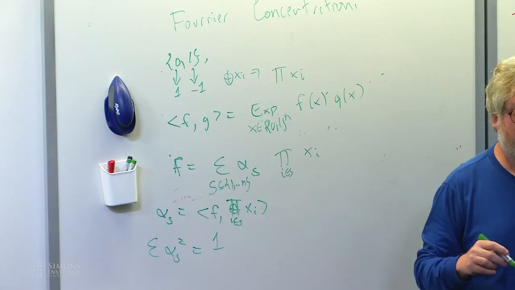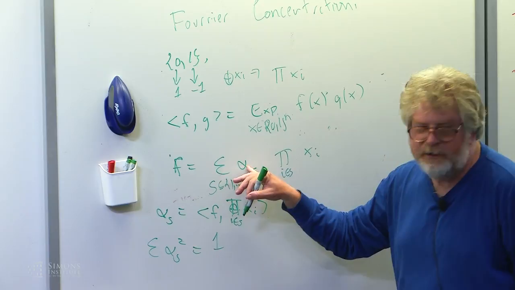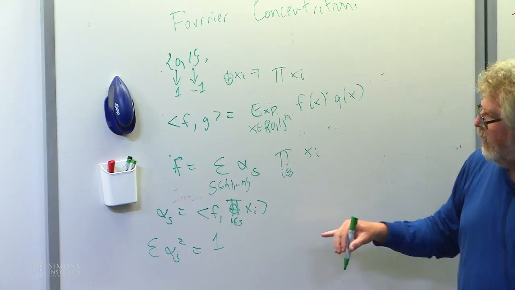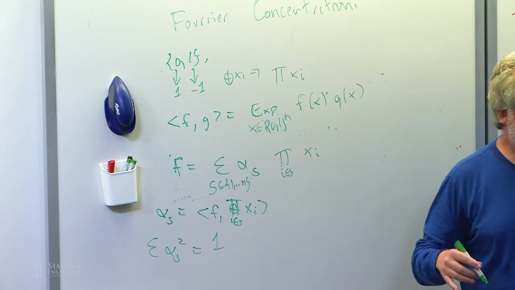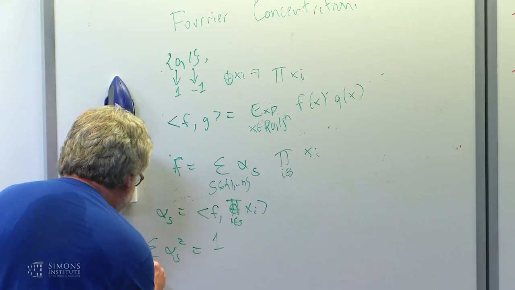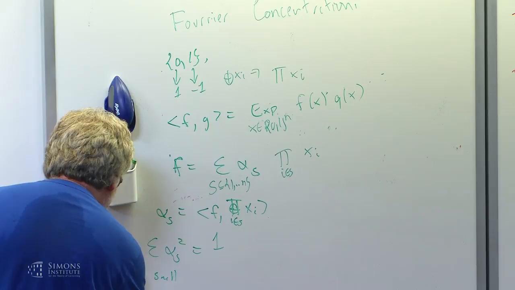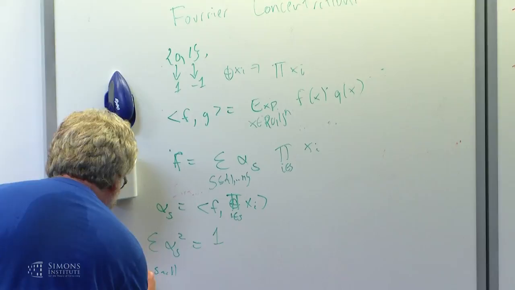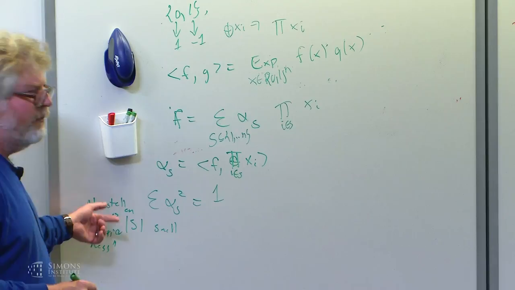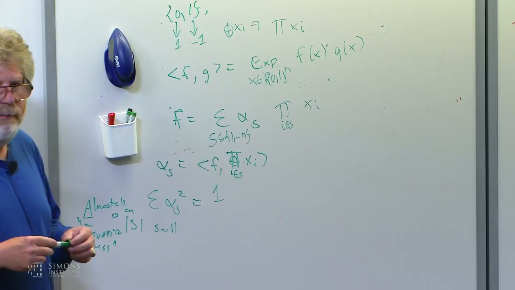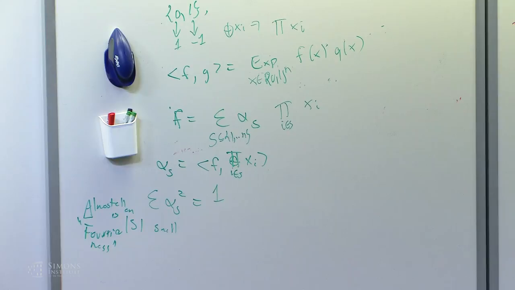So it means you can think of these alpha coefficients squared as a kind of probability distribution. You say, okay, where is the mass of that distribution? Where is it concentrated? And what they showed is that the mass of the distribution is on sets that are small. Almost all Fourier mass is on sets S where the size of S is small. Let me try to make that a little bit more precise. I'll also try to give a proof.